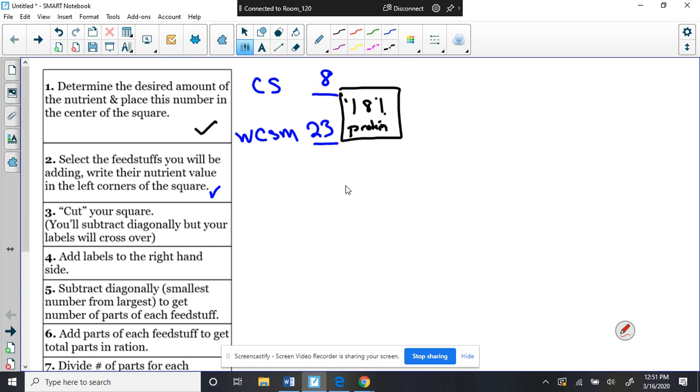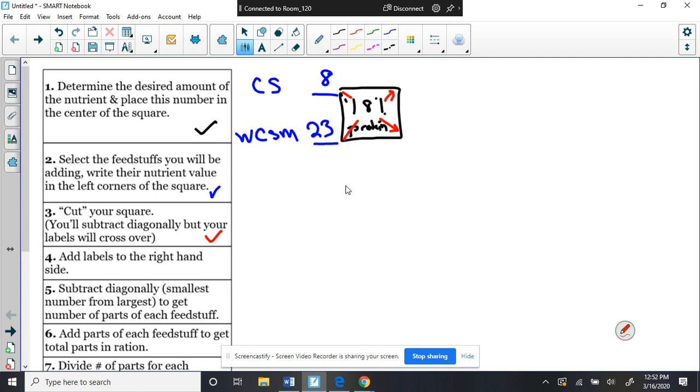So it literally involves drawing some lines inside the center of your box. For step 3, what I want to do is put arrows through my box that go from one corner and point to the corner diagonal to it, or the opposite corner. So my 23 is going to go from the bottom left up to the top right, and my 8 is going to go from my top left to my bottom right. That's step 3, cutting your square.